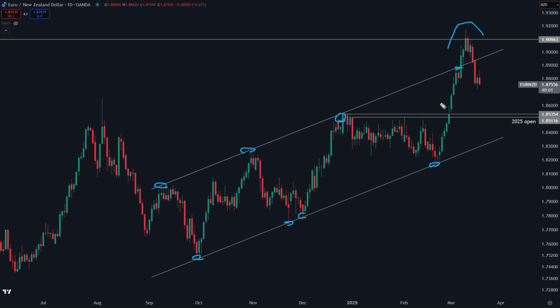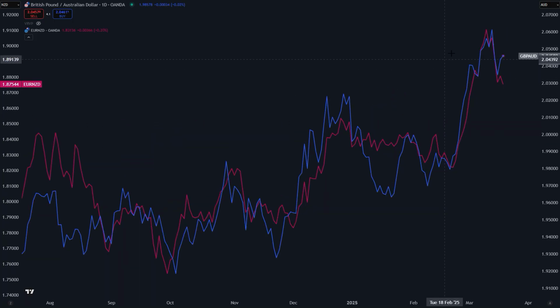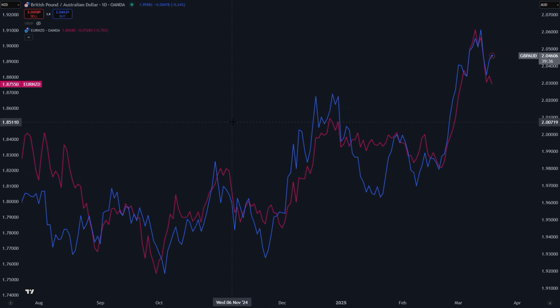Now I'm showing you this because it has a lot to do with the pound Aussie as well. When you look at these two currency pairs, in blue we have the British pound versus the Australian dollar, and in pink we have the euro versus the New Zealand dollar. You can see that for the most part they are relatively positively correlated. There are periods like this back here where one will outpace the other, whether it be the euro and the pound or the Australian dollar and New Zealand dollar, but for the most part, they are relatively correlated.